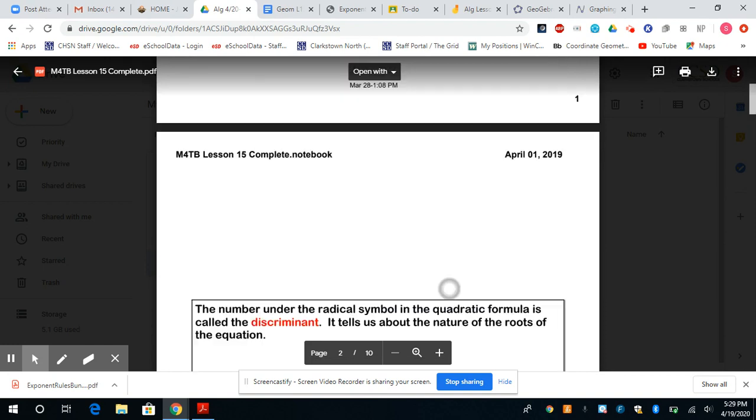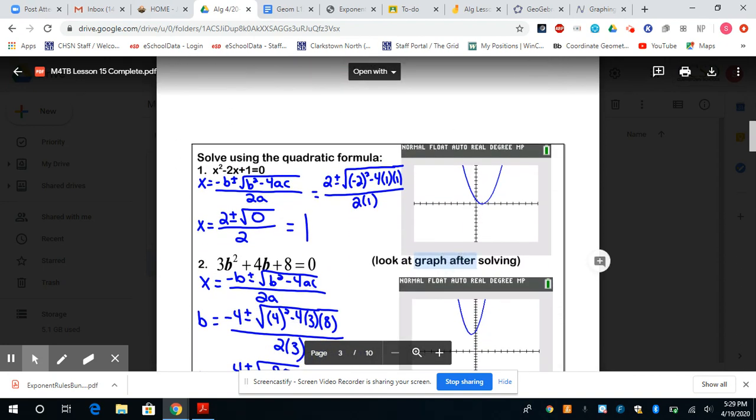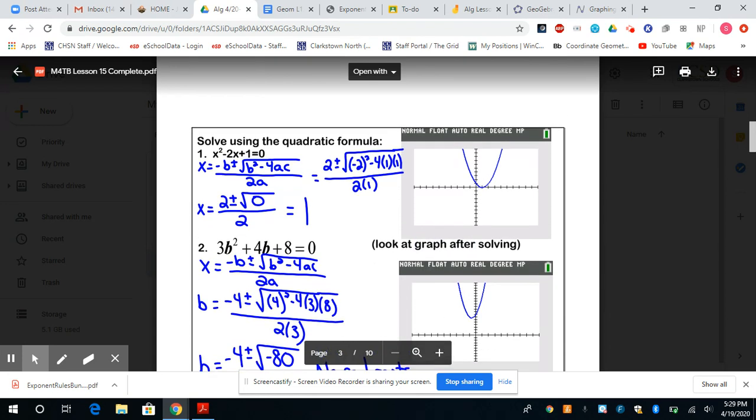So again, looking at that radical, you will be able to tell what the nature of the roots is, meaning how many roots there are, or what is happening. So just an example, I give you an equation. I say solve using quadratic formula, meaning find me the roots, right? If I ever say solve using quadratic formula, you're finding the roots. Where does it cross? Where does this quadratic cross the x-axis? What are the solutions? What is x equal to for this quadratic?